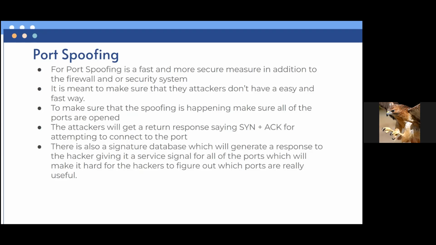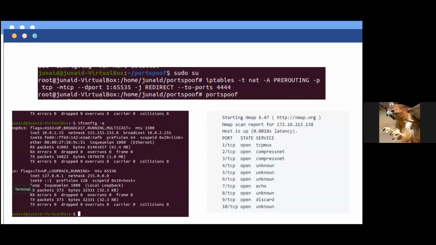And the signature database gives the service of that port, and it makes it even harder to figure out which is the right port for the hacker to enter the network. And next slide. And these are the following instructions and results of port spoofing.